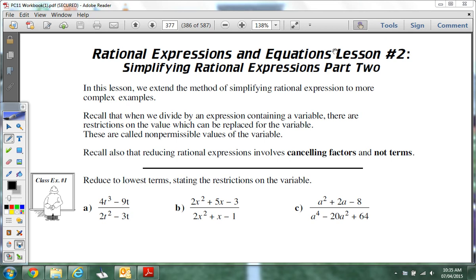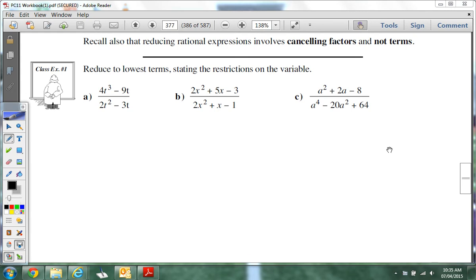Okay. So recall that reducing rational expressions involves canceling factors and not terms. What that means is you can also pull GCFs out and possibly cancel. So they all have a 4 in common. You can cancel it. Okay. So, with that being said, let's look at these first 3 examples here.